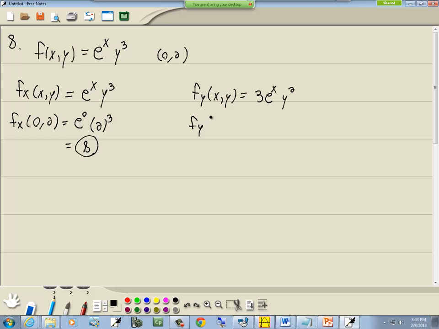Now in this one, again, we'll take the partial with respect to y and plug in 0 and 2 for x and y. So we've got 0 for the x, and y was 2. e to the 0 is 1, so it drops away. 2 squared is 4 times 3 gives me 12. Again, that gives me my rate of change with respect to x and with respect to y at that particular point.